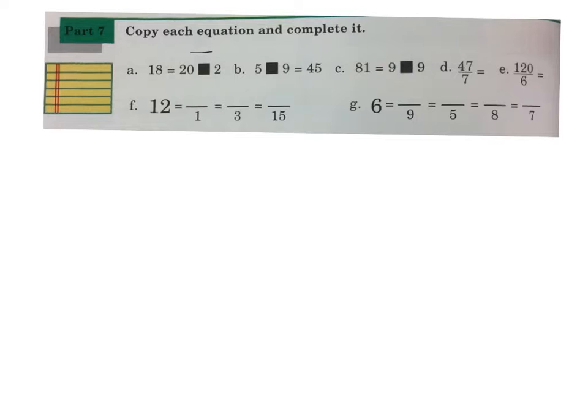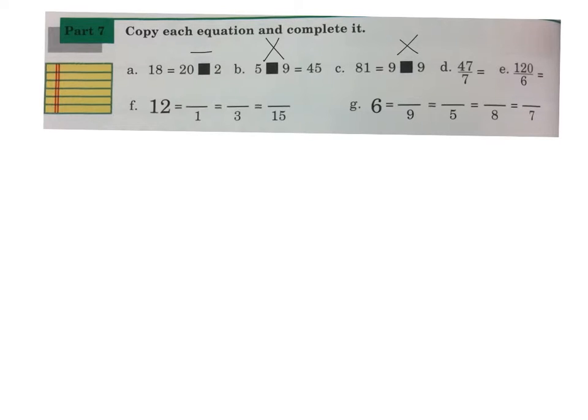If I add 5 plus 9, I won't get 45. If I subtract, I won't get 45. But if I multiply, I will get 45. For C, the same thing. I can't add or subtract, but when I do 9 times 9, I get 81.